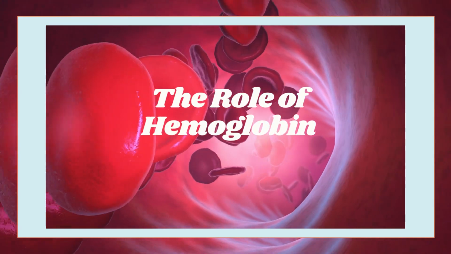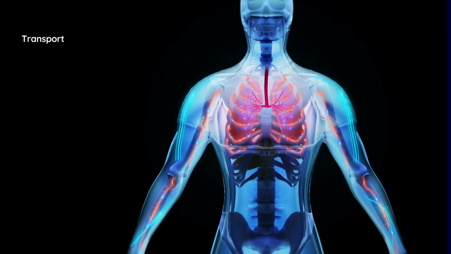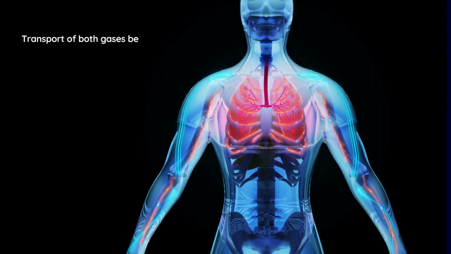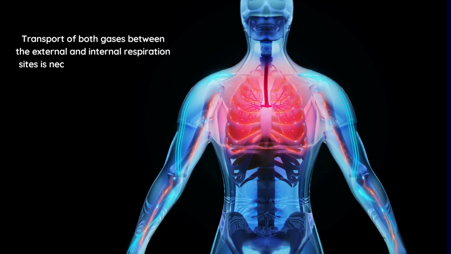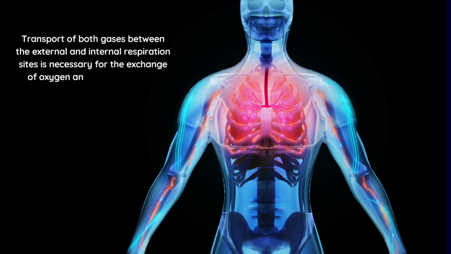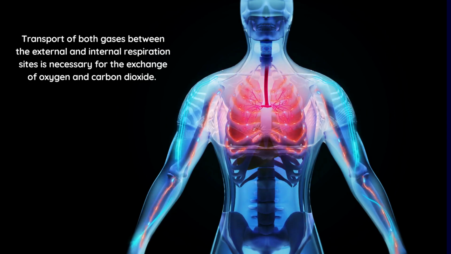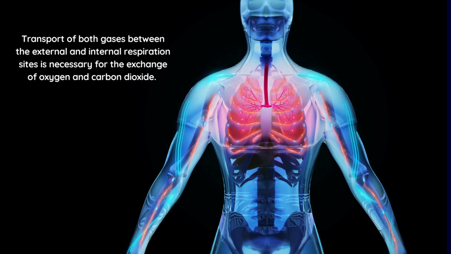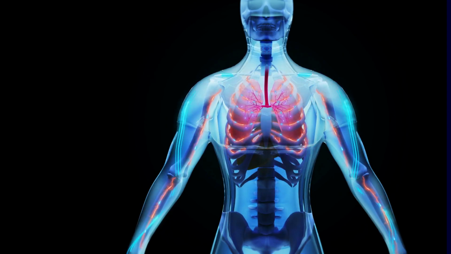So now we will discuss the role of hemoglobin in gas transport. Transport of both gases between the external and internal respiration sites is necessary for the exchange of oxygen and carbon dioxide. Despite the fact that oxygen is more soluble in blood than carbon dioxide, both gases need a specialized transport system in order for the majority of the gas molecules to move from the lungs to other tissues.